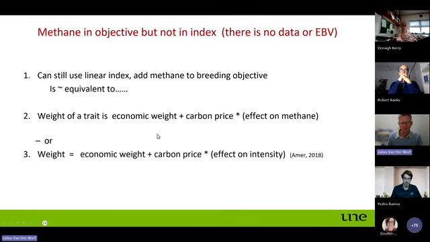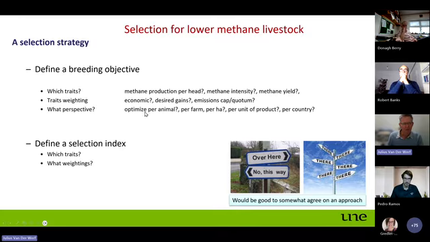But we have to move on because we have measured methane and we can do more than just letting it be a correlated response trait. We can actually actively select, whether we get more data. So once we have EBVs, we have to define the breeding objective, so which traits. And I'm going to talk mostly about using methane production per animal as you measure it.